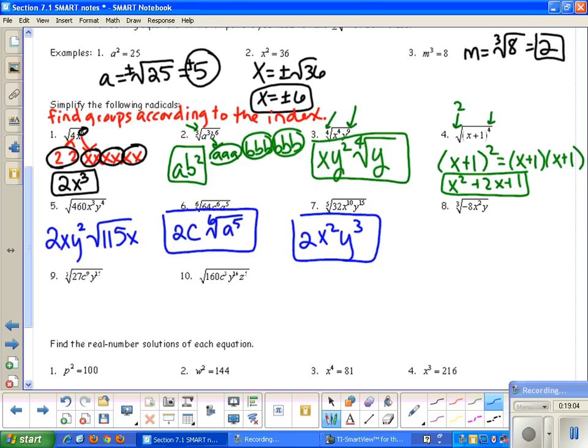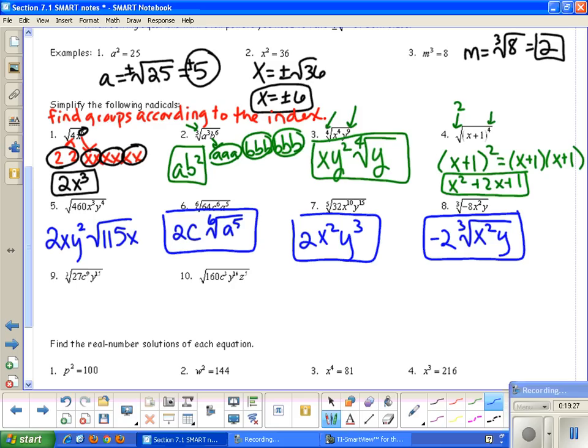So I know that the cube root of negative 8 is going to be negative 2 to the third power. So this gives me negative 2. And notice that my index is larger than the powers that I have. Therefore, I cannot take out any of those variables. So they would stay underneath the cube root.